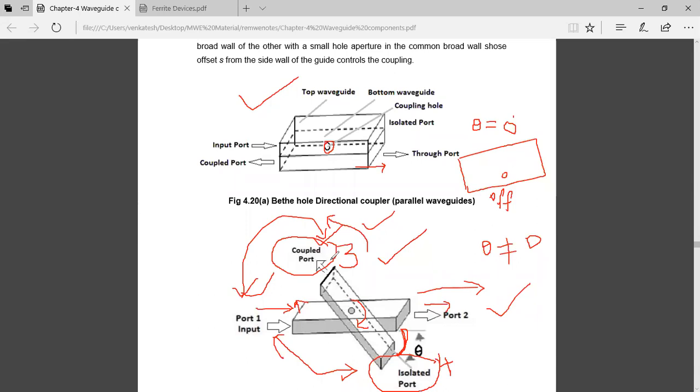Whichever ports are required to be coupled can be coupled, and whichever two ports we want to make isolated can also be done. So this is the importance of the Bethe hole directional coupler.